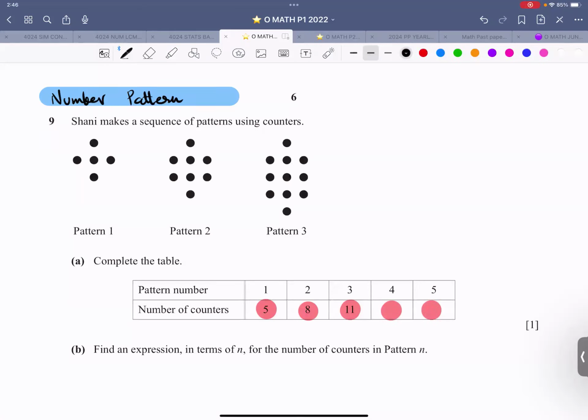Is the difference constant? 5 to 8, that's a difference of plus 3. A difference of plus 3, yes, the difference is constant. So 11 plus 3 comes out to be 14, and 14 plus 3 comes out to be 17. It's an AP, an arithmetic progression.